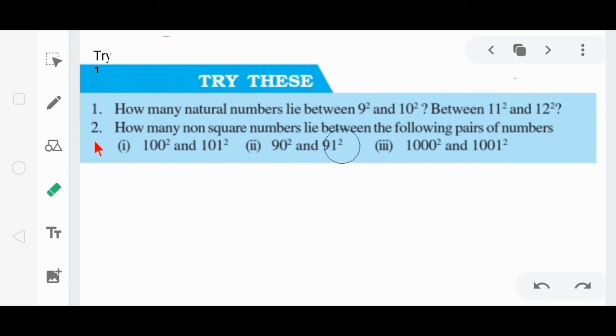Next, 90 square and 91 square, that will be what? 90 into 2. And here 1000 square and 1001 square, these are consecutive numbers. So that will be 2 into 1000, that will be 2000. So solve these questions in your copy.